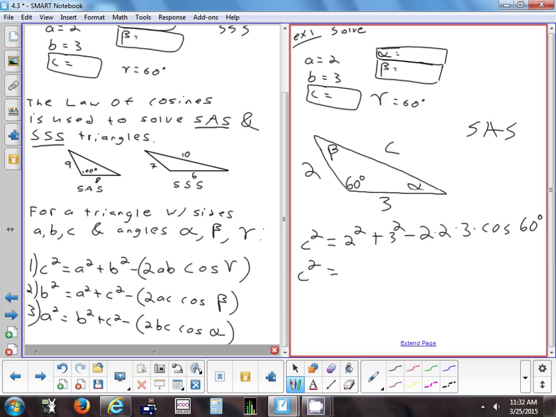First thing you want to do is your exponents. Charles, what's 2 squared? 4. 3 squared? 9. Now we can do our multiplication. 2 times 2 times 3. 2 times 2 is 4, times 3 is 12. Cosine 60.